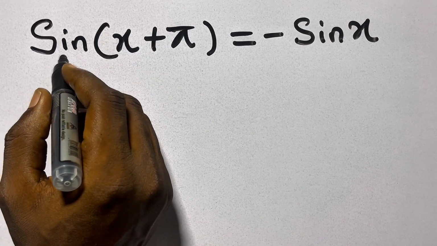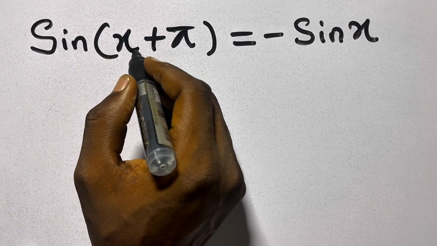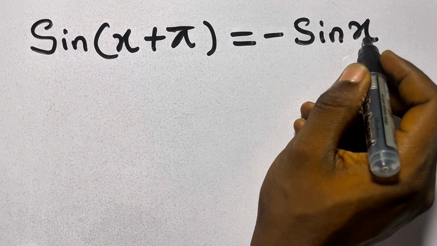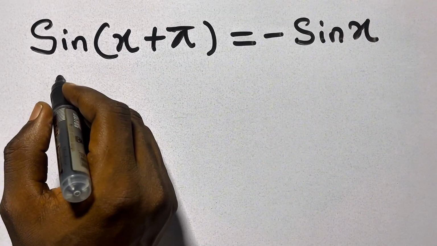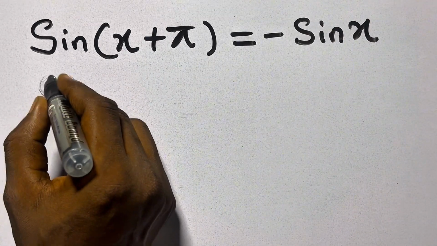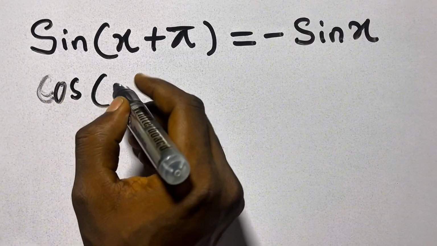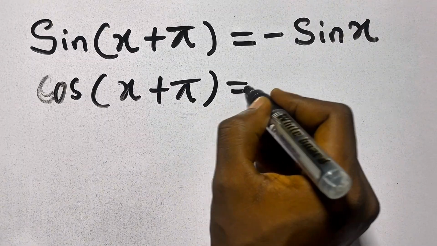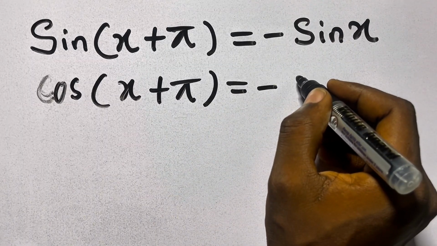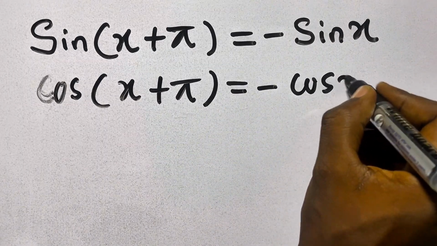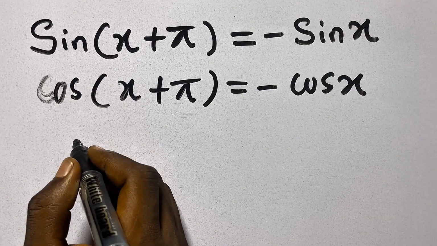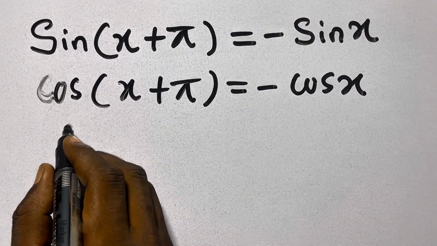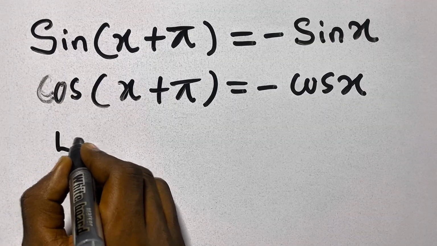So if we say sine of x plus pi equals minus sine x, then we also say cos x plus pi equals minus cos x.